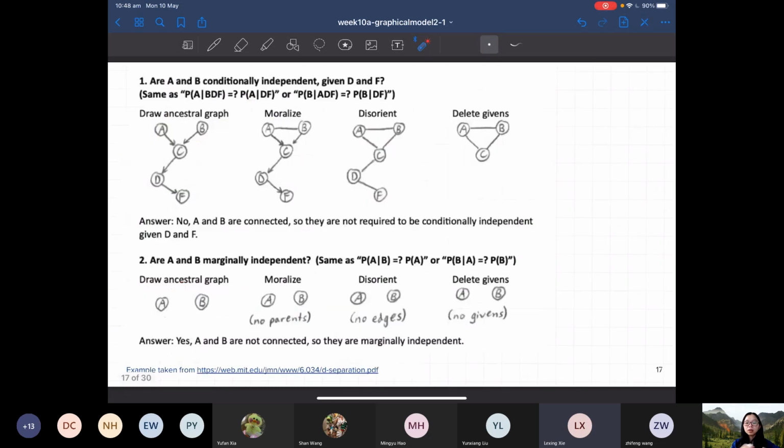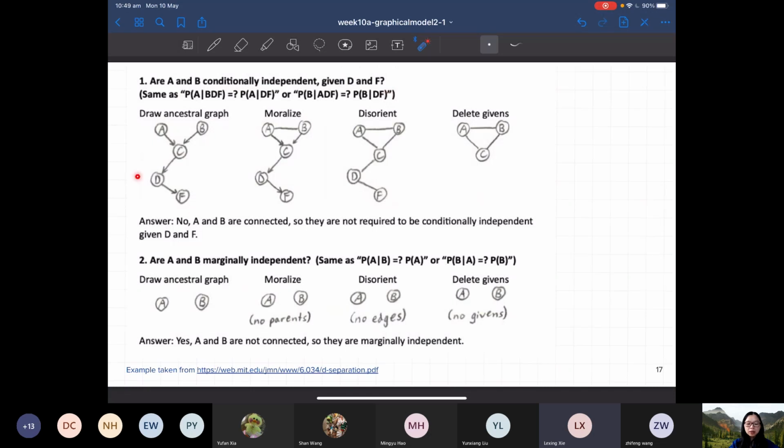So here's a use of this moralization step, right? We can actually use it to reason about d-separation as well. This is outside of the book. If you're interested, you can read the source of this example. What it means is basically the first step is we want to reason whether A and B are conditionally independent given two other nodes, D and F.